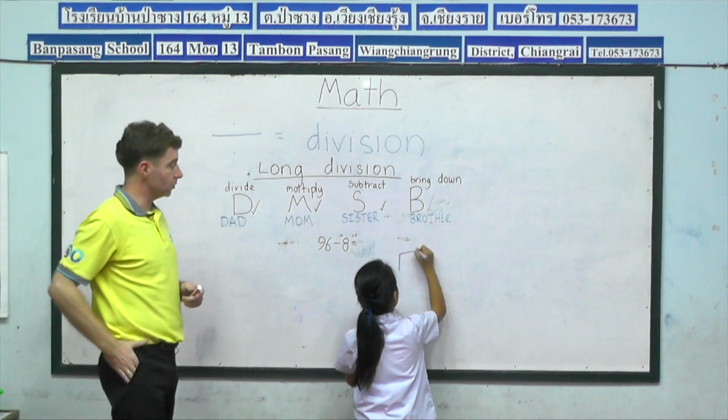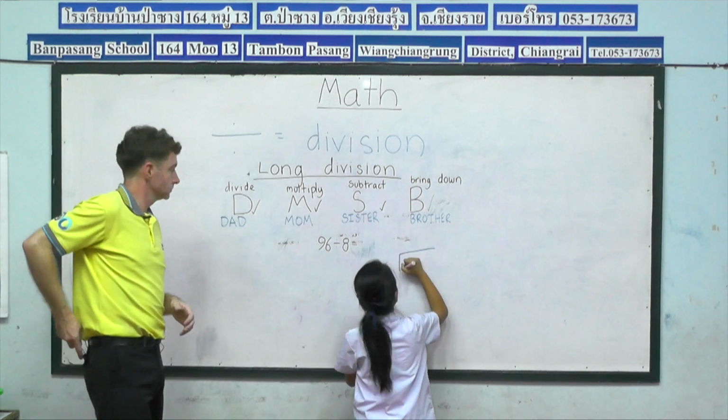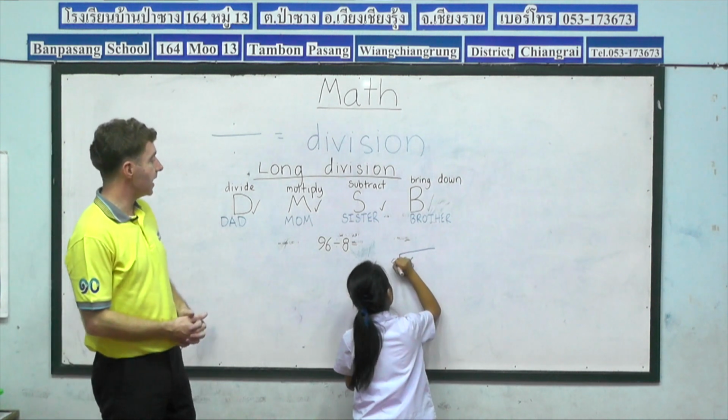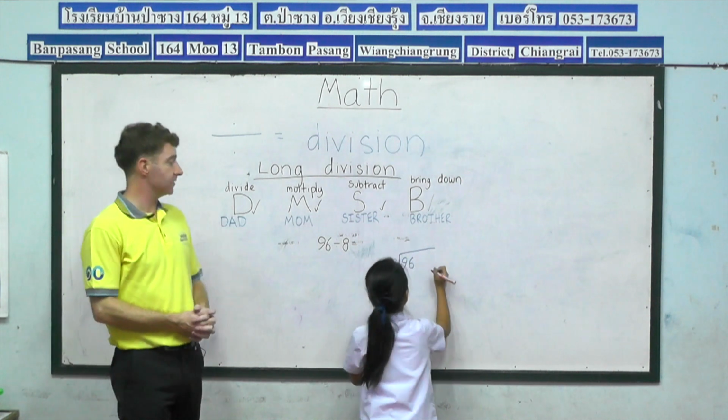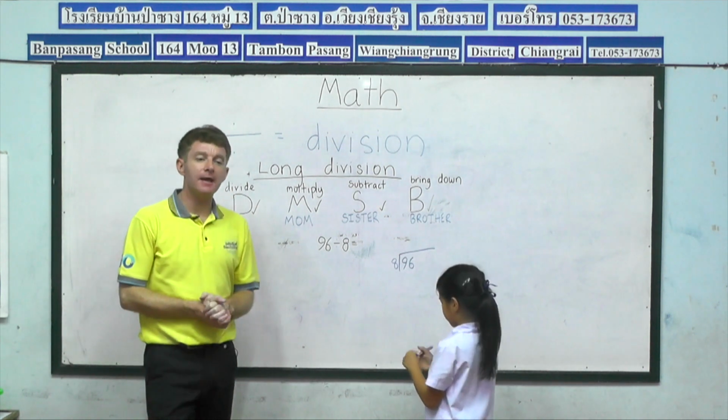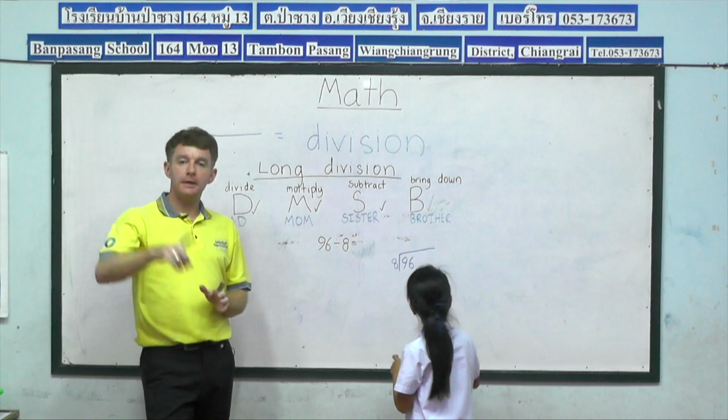So first of all, we write our table. 9 and 6 on the inside, 8 on the outside. Okay, guys, so 9 divided by 8 equals 1.